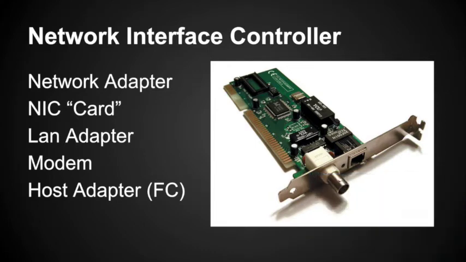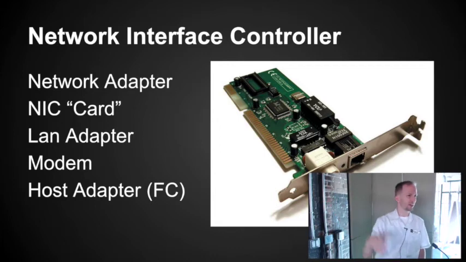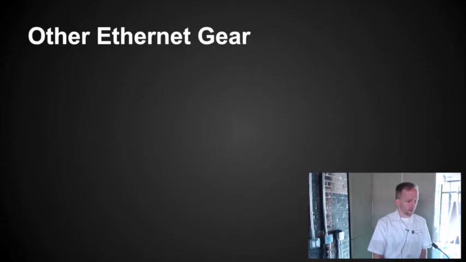Anyway, it's not really in card form for a long time. That's a card form version, and it even has a coax connector for 10BASE-2 on it. See the little twisty thingy? That's an ISA card from like a jillion years ago. It's a LAN adapter, modem, and host adapter. But host adapter is usually used for Fibre Channel when you're talking about storage networks.